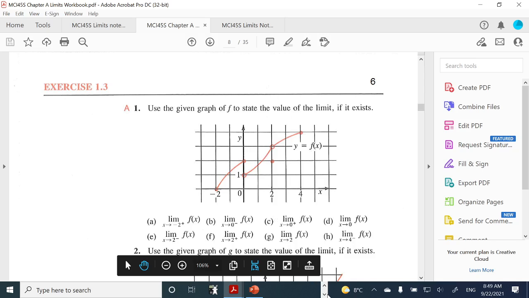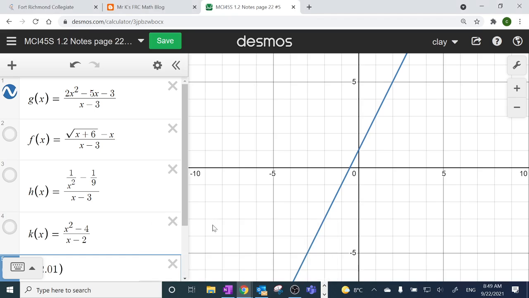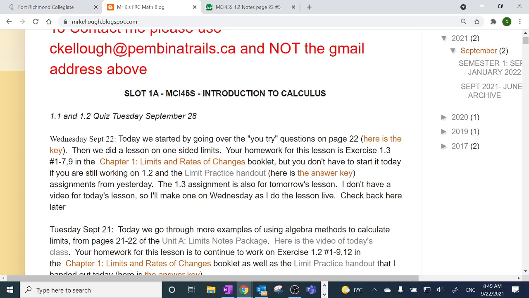So if we go to the blog, you can see that I'm saying that you can still keep working on 1.2 if you're still working on that. But for exercise 1.3, there's a second part to the lesson that we're going to do tomorrow. If you're done the 1.2 assignment and you want to get started, you can try the 1.3 tonight. Before we wrap it up, maybe one last thing.